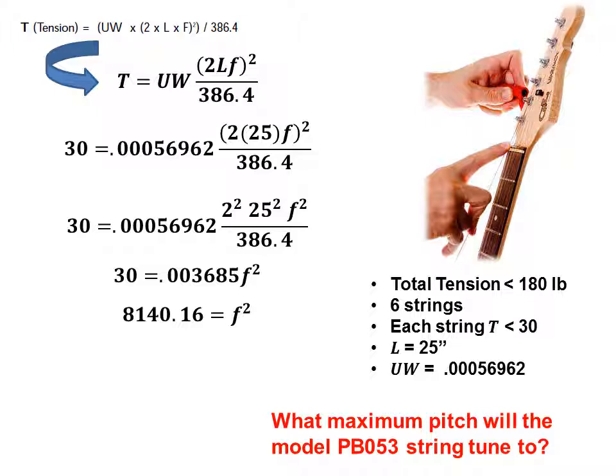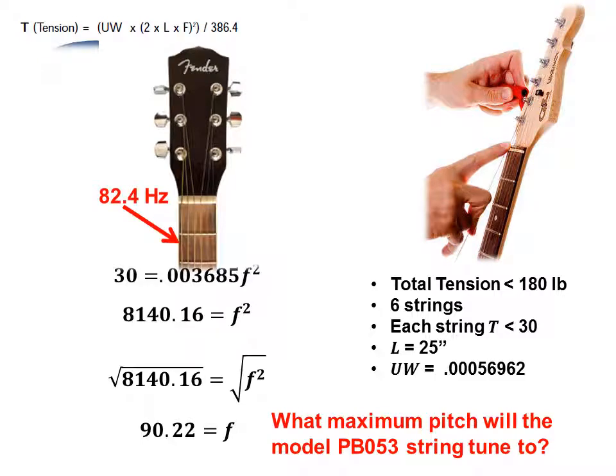Now to get F, I'm going to have to take the square root of both sides, because the square root is the inverse of squaring. So if I take the square root of F squared, that's going to leave me with just F. And I see that F is going to be about 90 hertz for the pitch. And that means that I can tune this string up to about 90 hertz, which would give me about 30 pounds of tension on that string. So I can use this for the lowest E string on the guitar, which is normally tuned to 82.4 hertz, but I would have to be pretty careful not to overtune it.